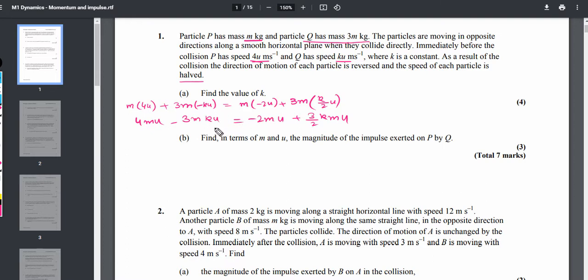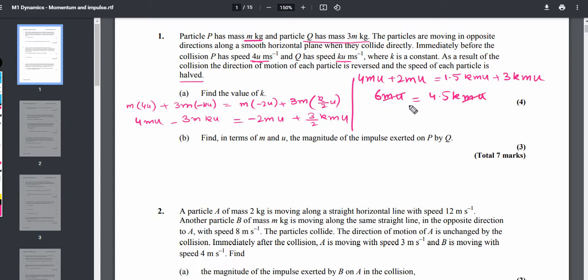So I'll shift the terms with k onto the right side and the simple terms with mu onto the left side. So it'll be like 4mu plus 2mu equals 3 by 2. In order to write 3 by 2, I'll just write 1.5 kmu plus 3 kmu. So on the left side I'll get 6mu, on the right side I'll get 4.5 kmu.